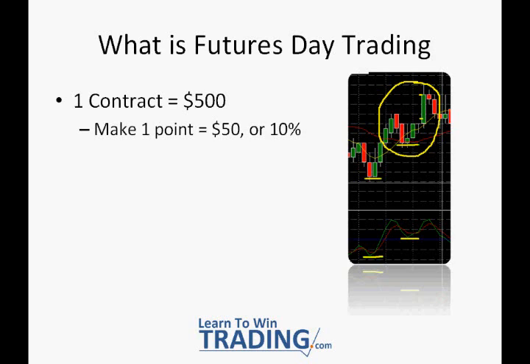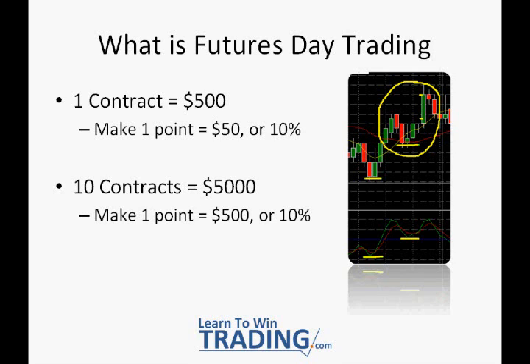Let's say you've been consistently making 1 point per day with one contract, which would be $50 a day. That's nice, but you slowly increase the number of contracts you're trading, and now you're trading 10 contracts. Well, if you control one contract with $500, this would now be $5,000 that you are putting up in the market. Now you make 1 point a day, and that's bringing you $500 a day, which is still the same percentage, but the amount is much greater.